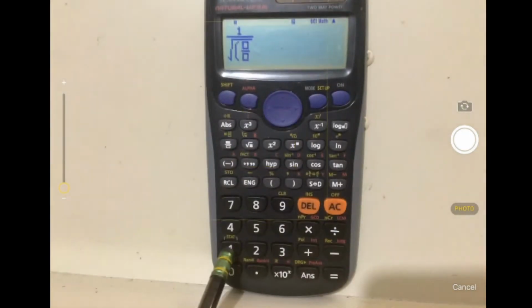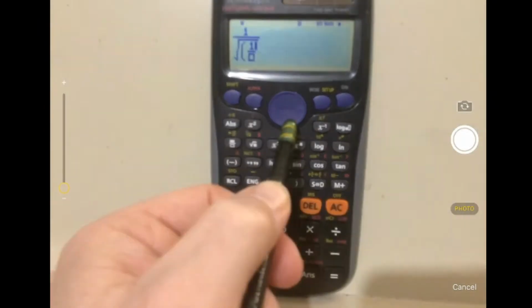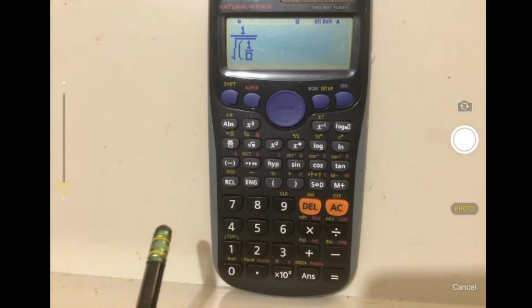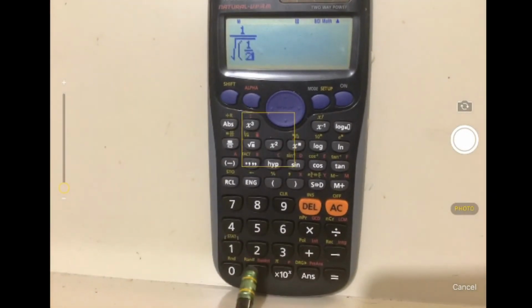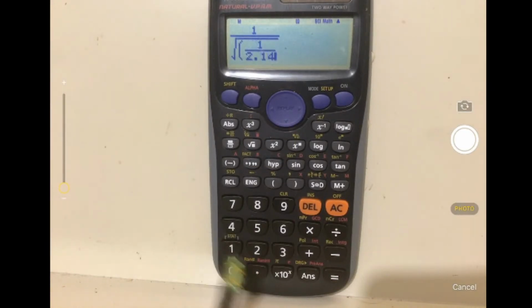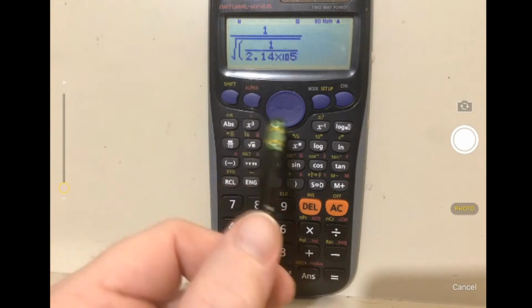So I hit the 1, come down. Now I have to type in the r, and the r is 2.14. Here's the scientific notation button. Times 10 to the 5th. Okay. Now the cursor is still in the denominator.